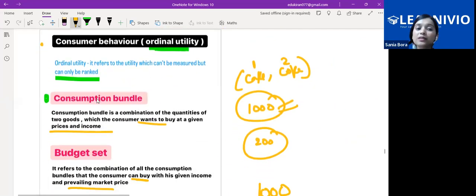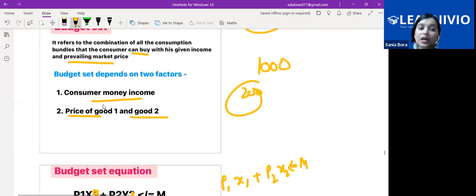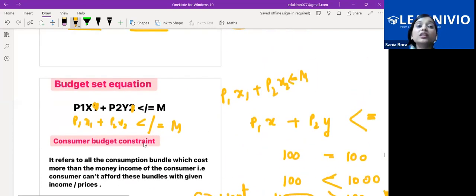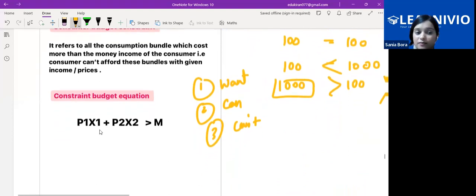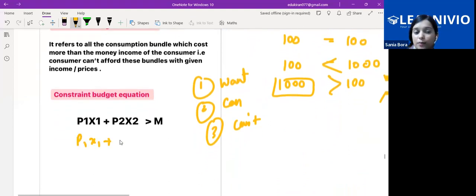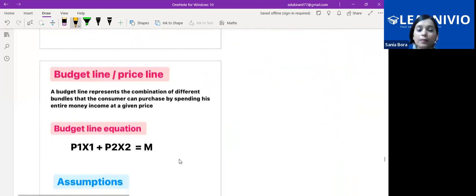When you want to buy something, that is your consumption bundle. When you can buy something, that is your budget set. When you cannot buy something, that is your budget constraint. Clear? Yes, ma'am. Okay, now for this there is an equation again, the same thing. P1 X1 plus P2 X2 is greater than your income, or you can write it P1 X plus P2 Y, X good, Y good, it's your choice. Clear to everybody?